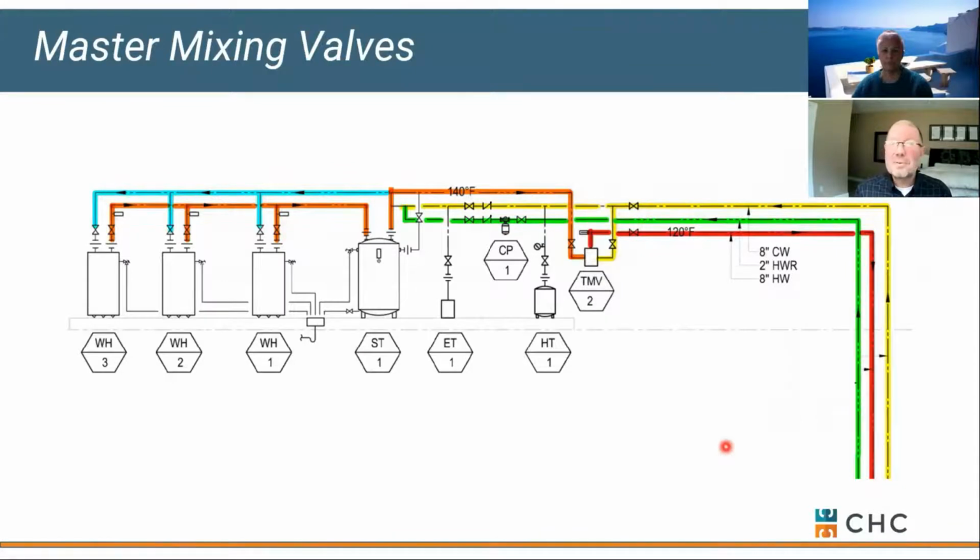But this is a good example of a 20-story high-rise apartment building. There's about 420 apartments in the building. 80 are currently being occupied. This is a water heater schematic, not a boiler. So we're dealing with water heaters and storage tanks.